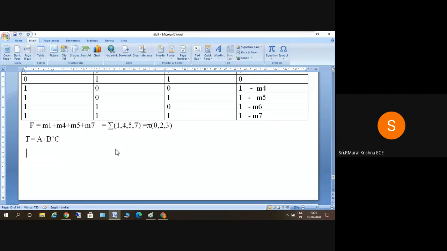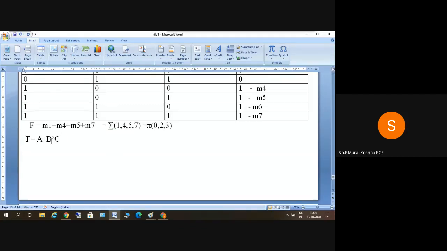What are the three variables available here? A, B, C. We have A plus B bar C. In the first term, B and C are missing, and in the second term, A is missing. Each and every variable should be available in the expression. If I want to identify the min term, by knowing only A I can't identify it. A is equal to 1, but I have to know the values of B and C also, whether in normal form or complement form.